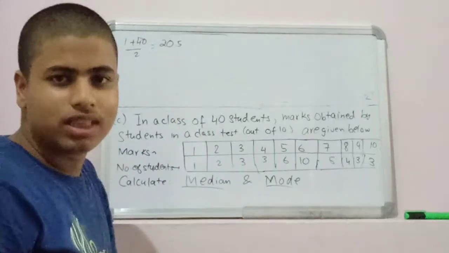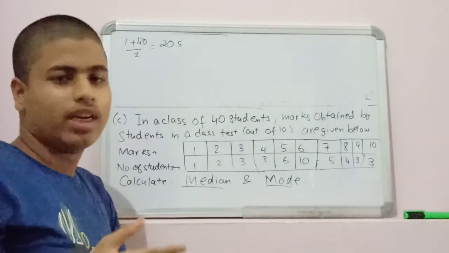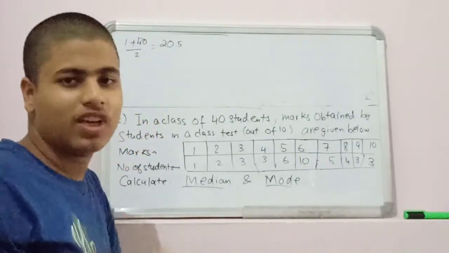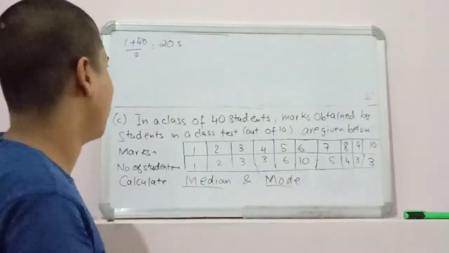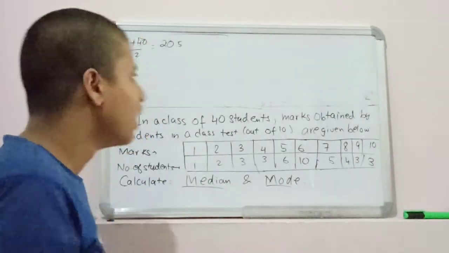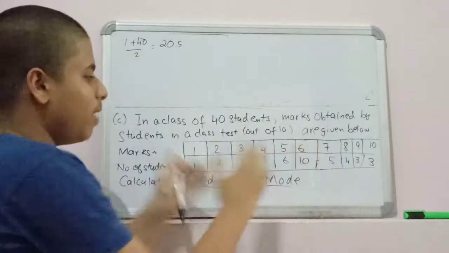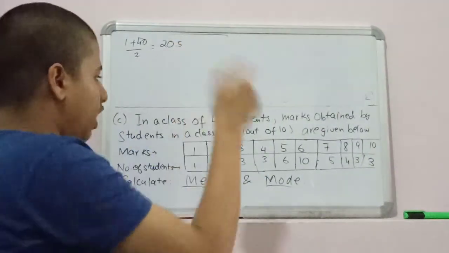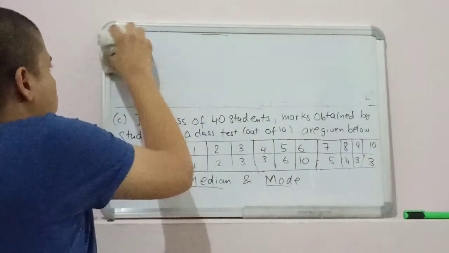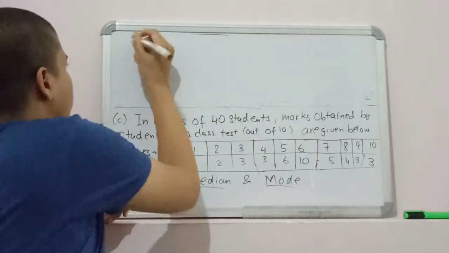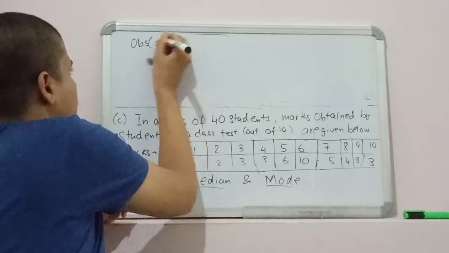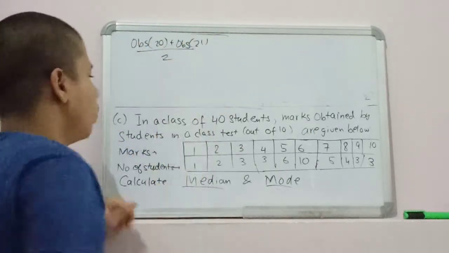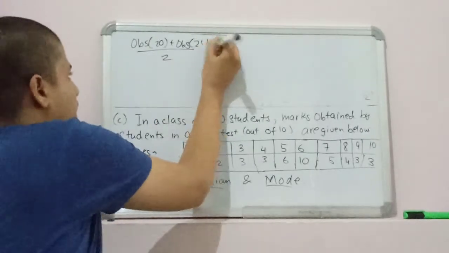But does that make sense? That we have to find a 20.5th observation? No, that does not make sense. The reason is we cannot have a 20.5th observation. But one thing that makes sense is it must be the arithmetic mean of observation number 20 and observation number 21. So observation number 20 plus observation 21 divided by 2 is our median. Okay, this will be our median.